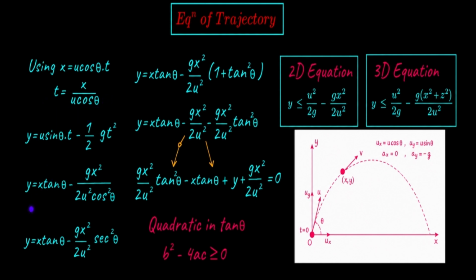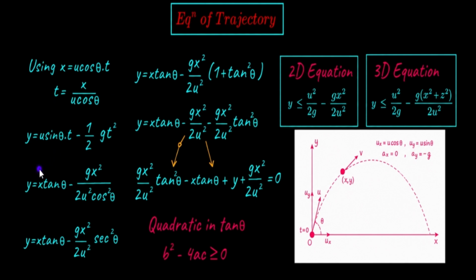And now look at the next section on the board. Step 1. From the x equation, I solve for t. t equals x upon u cos theta. Very straightforward. Step 2. I substitute this t into the y equation. So wherever I see t in the y equation, I replace it with x upon u cos theta.